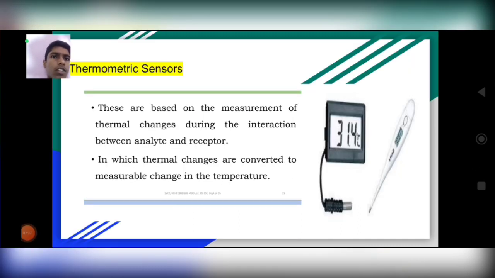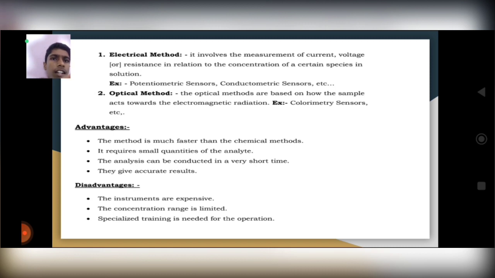Thermometric sensors. These are based on the measurement of thermal changes during interaction between sunlight and receptor, in which thermal changes are converted to a measurable change in temperature. Electric method: it involves measurement of current, voltage, or resistance in relation to concentration in a certain species solution. Optical method: the optical methods are based on how the sample acts towards electromagnetic radiation.